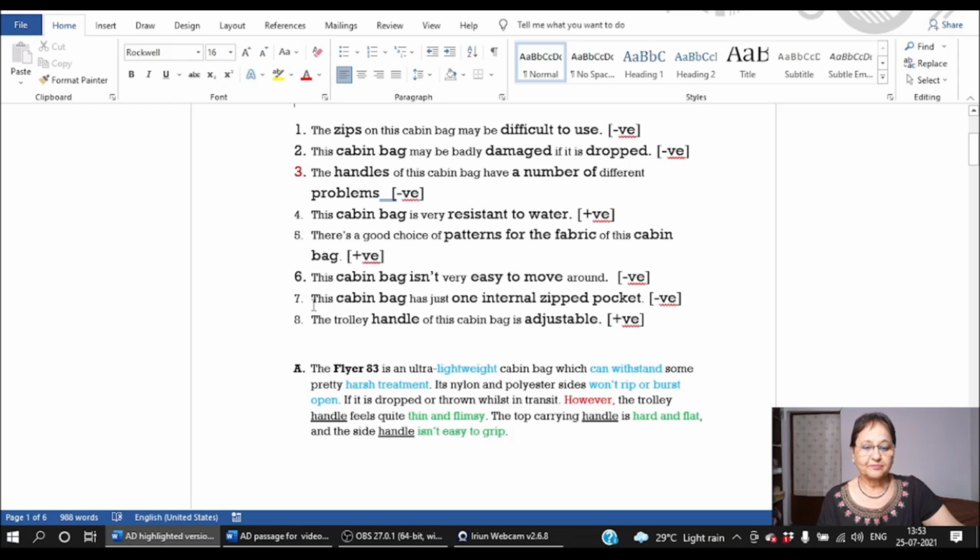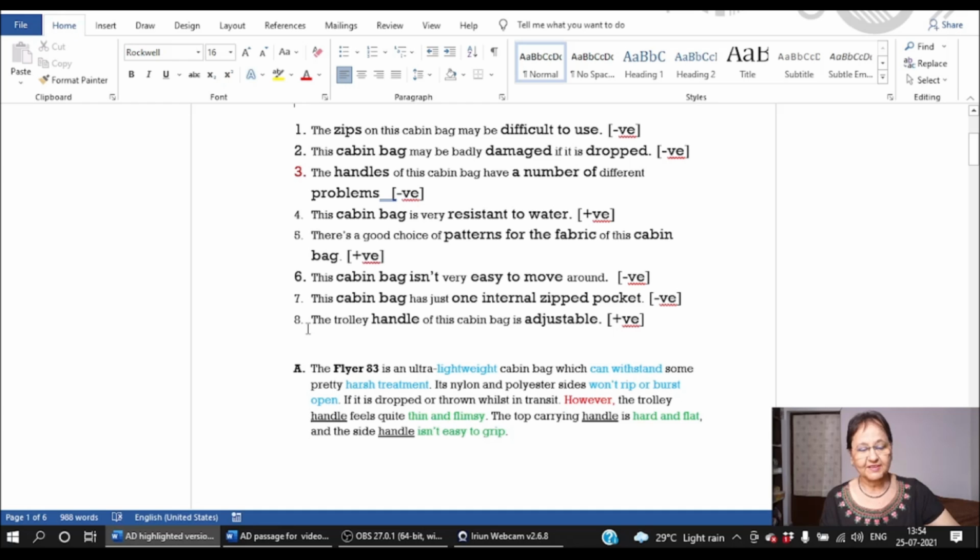Now seventh one. This cabin bag has just one international zipped pocket. So what is the subject? Cabin bag. What about it? One international zipped pocket. So if your bag has only one zip, it's very inconvenient. You definitely want to buy a cabin bag with at least 3 zips. So this can be classified as a negative.